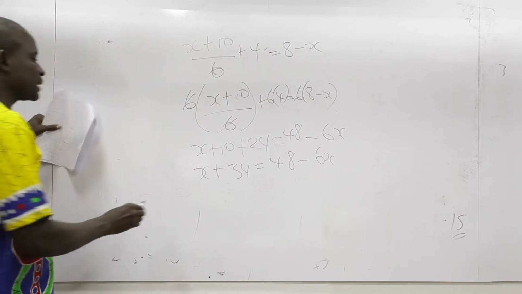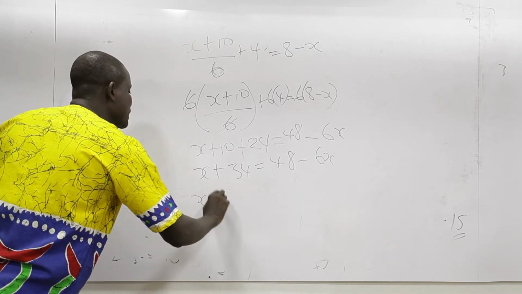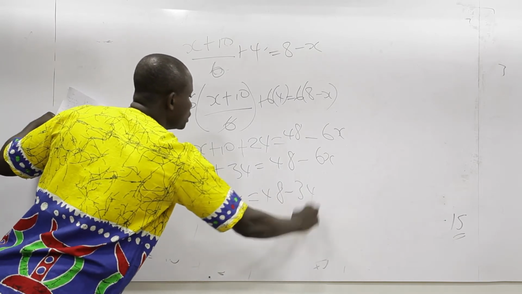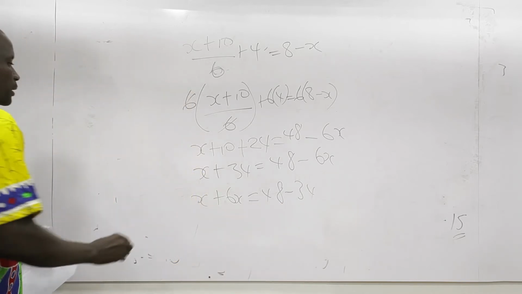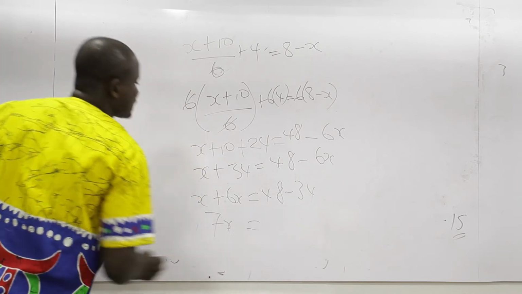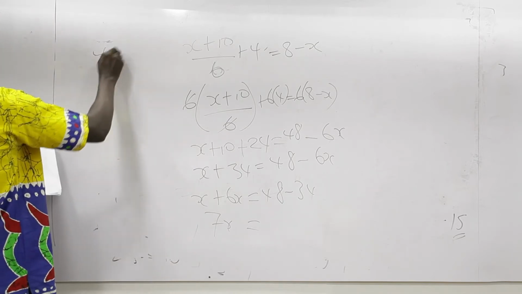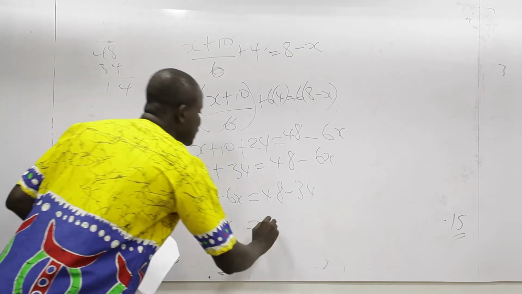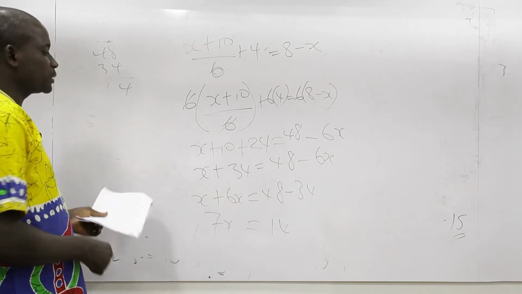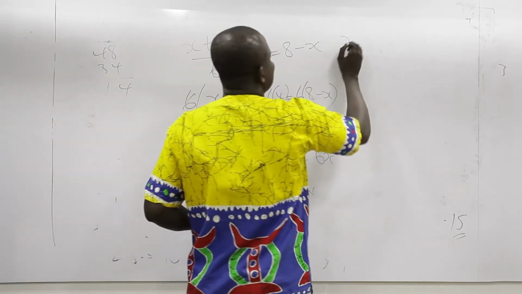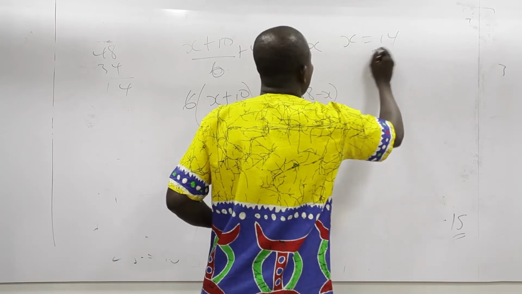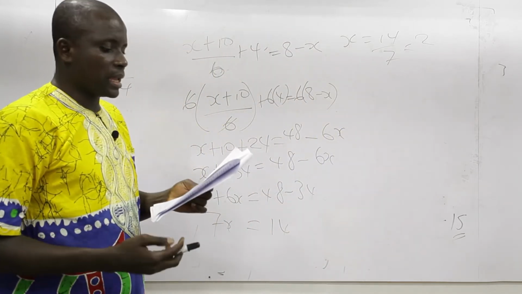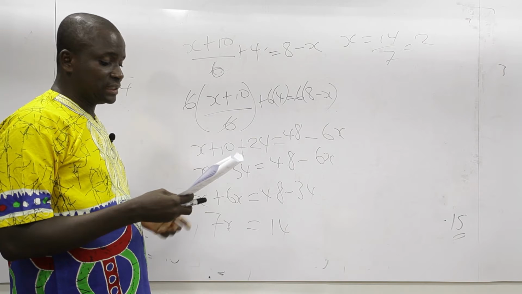Okay, and in grouping the like terms, I'm going to have what? X plus 6x is equal to 48 minus 34. So here, I'm going to get 7x is equal to, and I'm having 48 minus what? 34. Here is 4, here is 1. So here is 14. So I'll just divide through, and I'll get what? X is equal to 14 over 7. That gives you what? 2. Okay. They are not difficult. There are a variety of them.